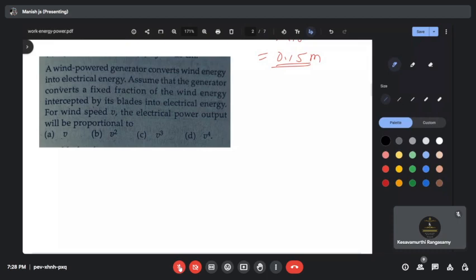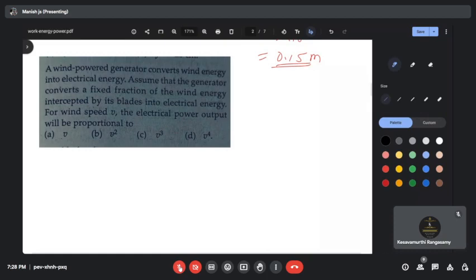So the electrical power output would be proportional to what? Now you can see the options are all in terms of speed. So you will have to find out what power of V it is going to be proportional to. For that, you will have to build a relationship of power in terms of speed V. So that is what you're supposed to do. So what's the formula that relates power and speed V or velocity V? That's how you're supposed to think. And then you'll have to get the answer. So that is the approach.